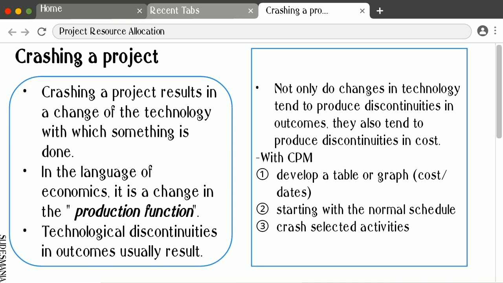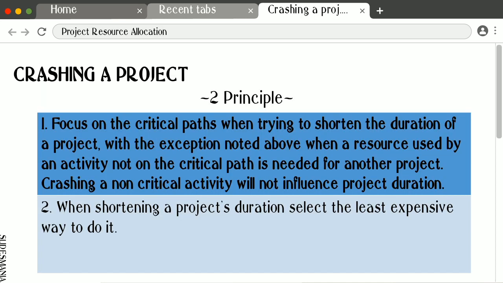So with CPM, the first thing to do is develop a table or graph. Second, start with the normal schedule. Then third is crash selected activities. So in crashing a project, there are two principles. The first one is to focus on the critical paths when trying to shorten the duration of a project, with the exception noted above, when a resource used by an activity not on the critical path is needed for another project. Crashing a non-critical activity will not influence project duration. Second principle, when shortening a project's duration, select the least expensive way to do it.